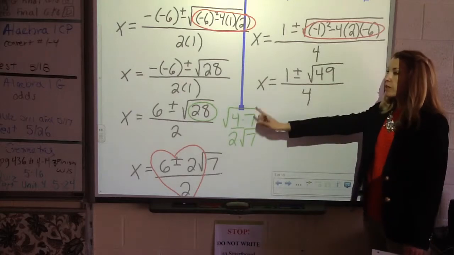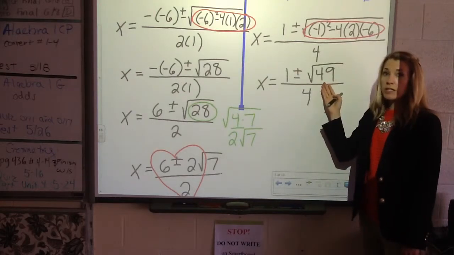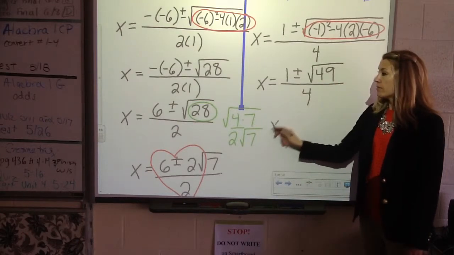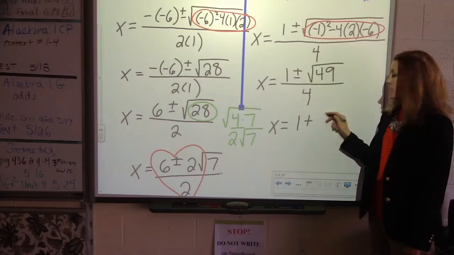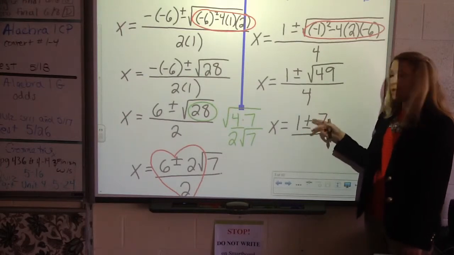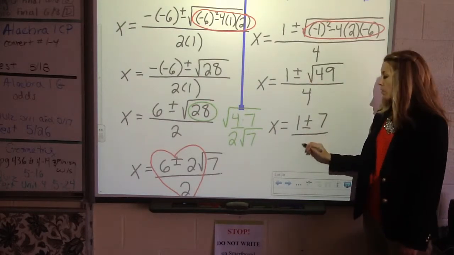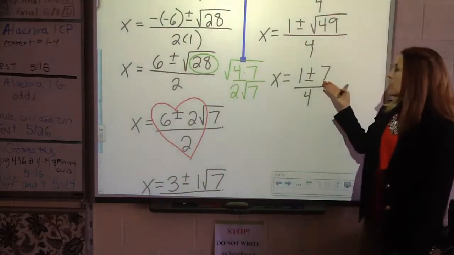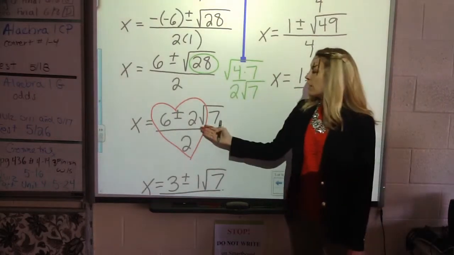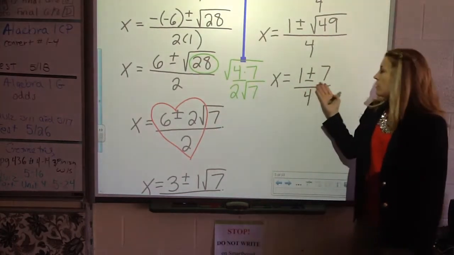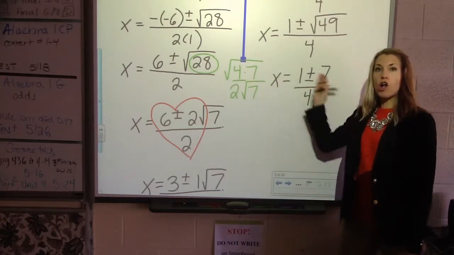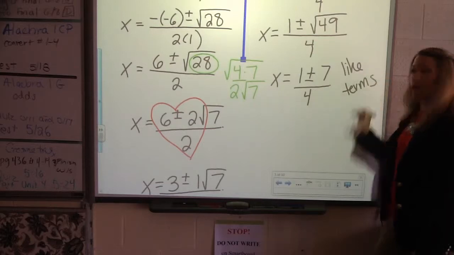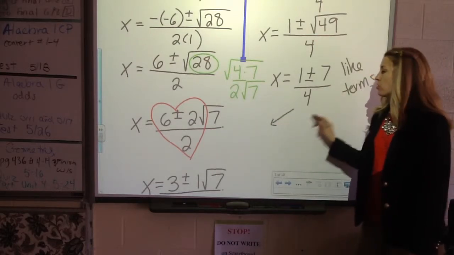Now this one is different than the last problem because 49 is on your list of perfect squares. So what's the square root of 49? It's 7. Notice it's plus and minus 7, and that's part of the problem. You see here I'm left with no radicals, and here I was left with a radical. Since there's no radicals, that means these are all like terms. So what I can do here is combine this into 2 different problems.